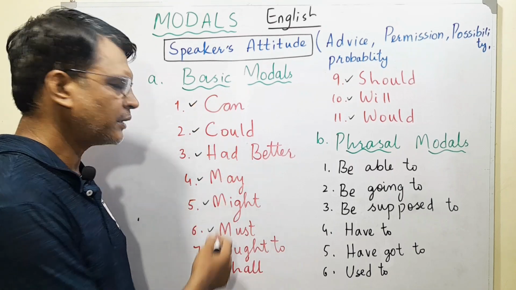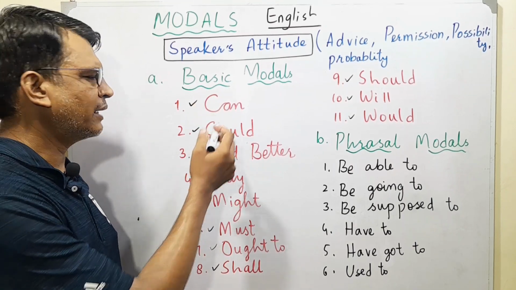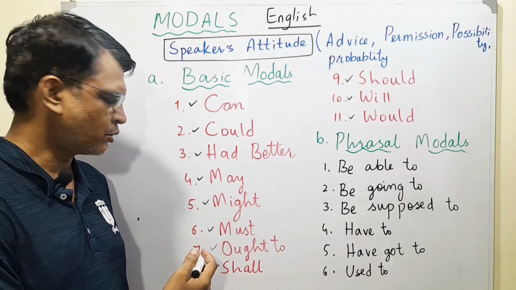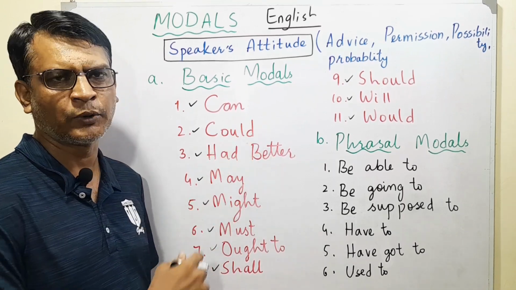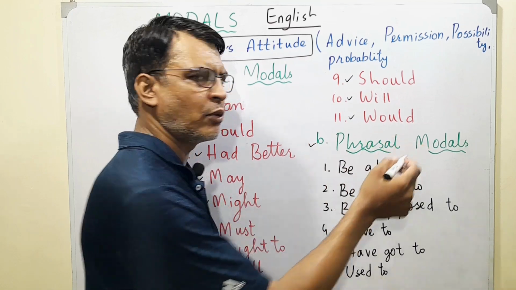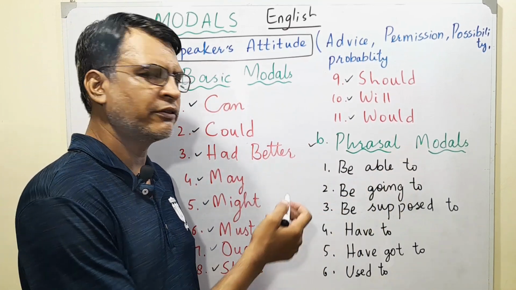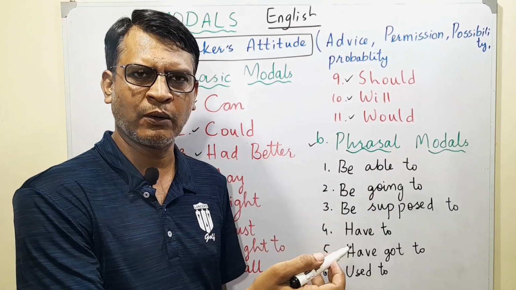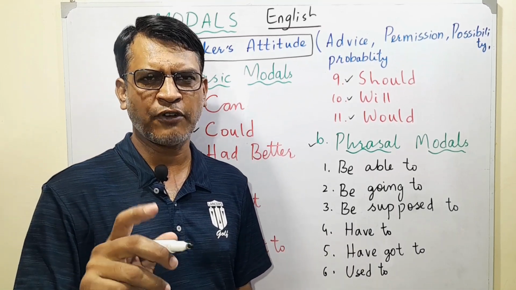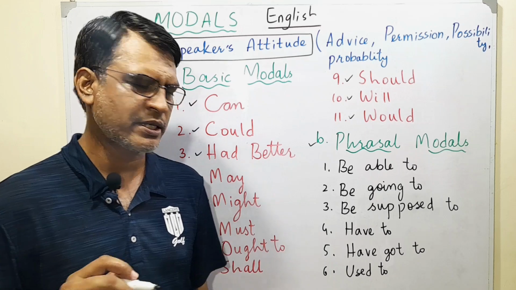So these are the basic models: can, could, had better, may, might, must, ought to, shall, should, will, and would. Similarly, we also have some phrasal models, okay? Like the very first is be able to, okay? So you said that I am able to speak 5 languages, okay? That is a very basic thing.